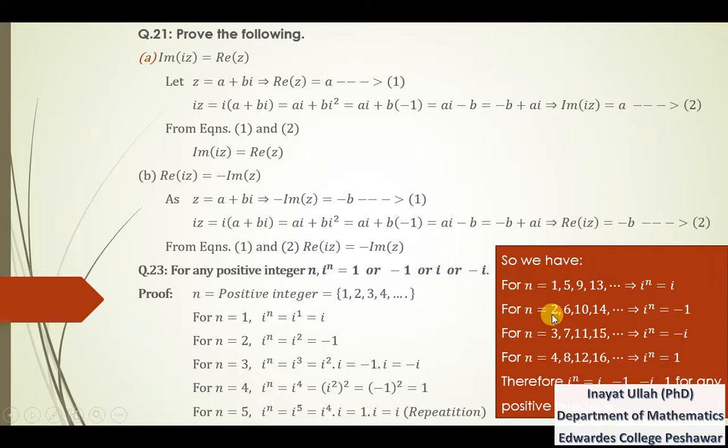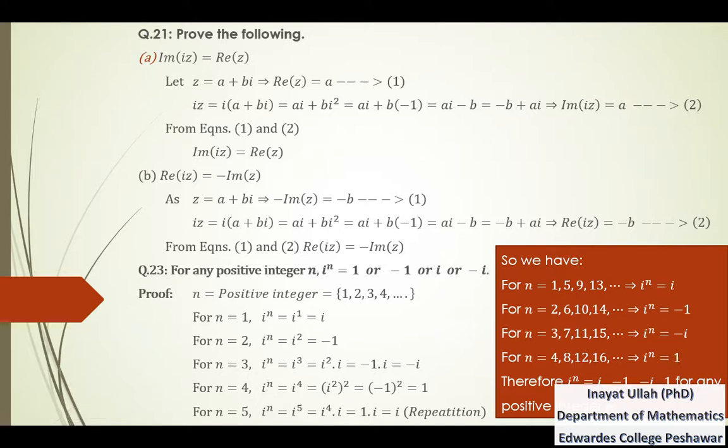Whenever n is equal to 2, the answer of iota power n is minus 1. Whenever n is equal to 3, the answer of iota power n is minus iota. And whenever n is equal to 4, the answer of iota power n is 1.